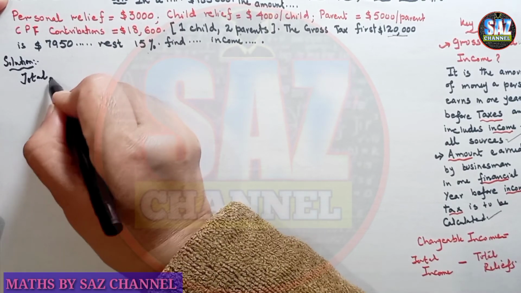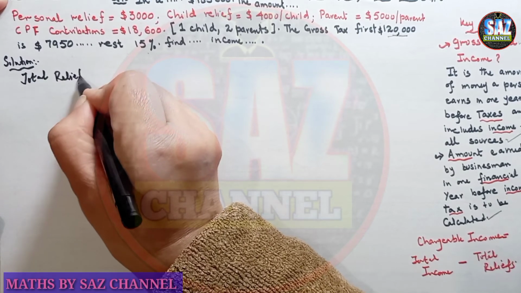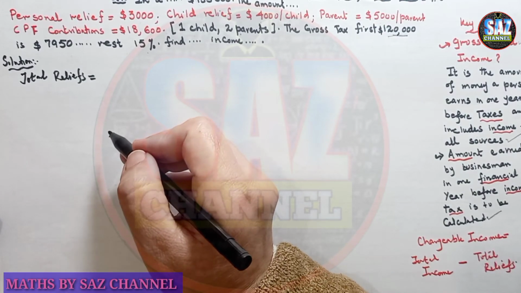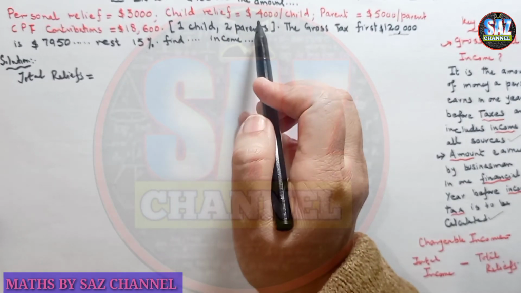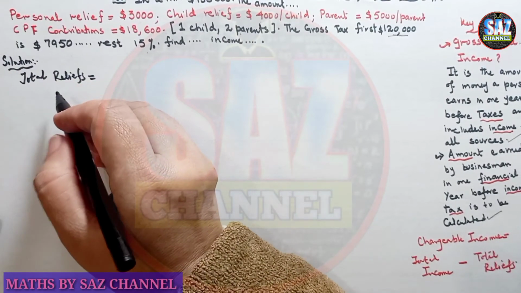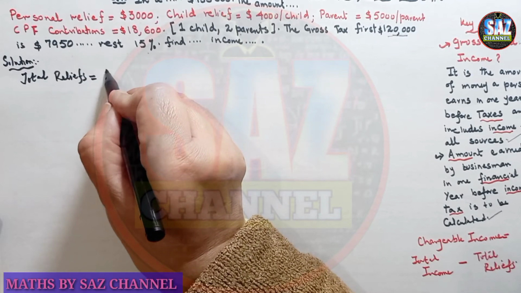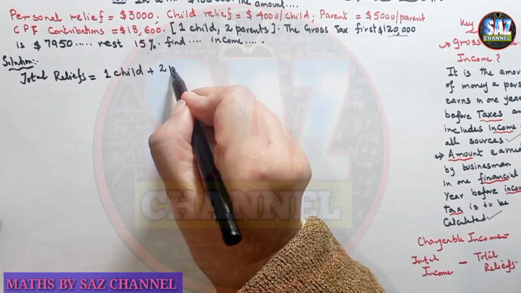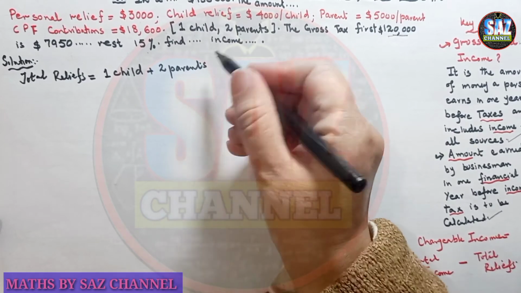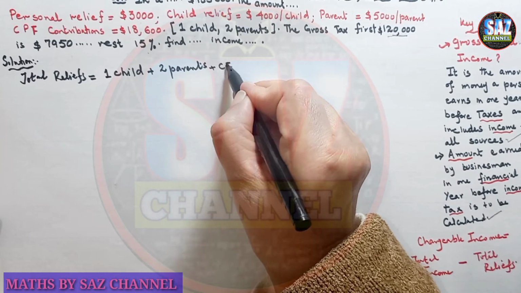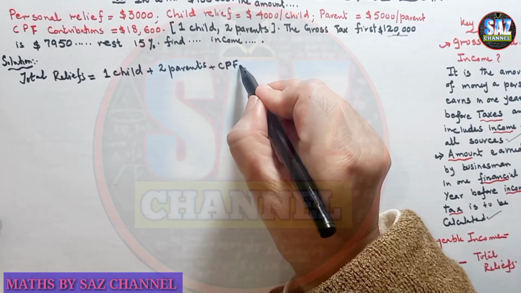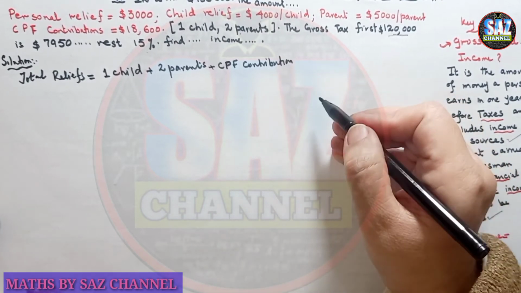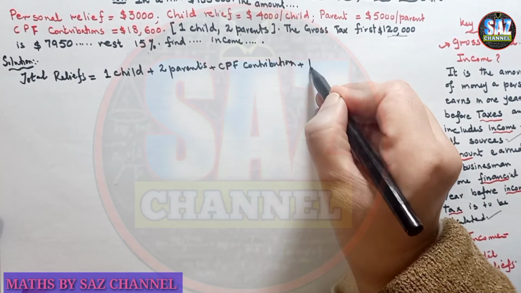So total reliefs will be equal to, as he is living with one child, the relief for the child is 4,000. So the total relief will be for one child, two parents, and then CPF contribution, and then he has to get the personal relief as well.